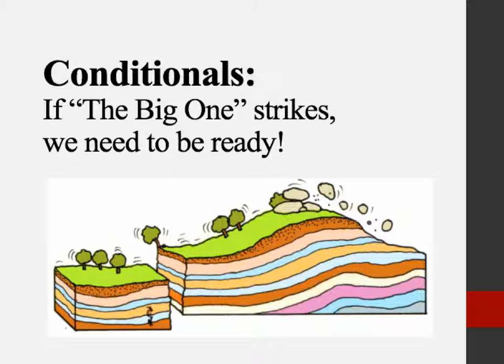to express conditionals. Before we continue, I should explain that the big one refers to a very strong earthquake that we here in California expect will strike sooner or later. Since we never know when an earthquake, big or small, might strike, we need to be ready. But let's get back to conditionals.